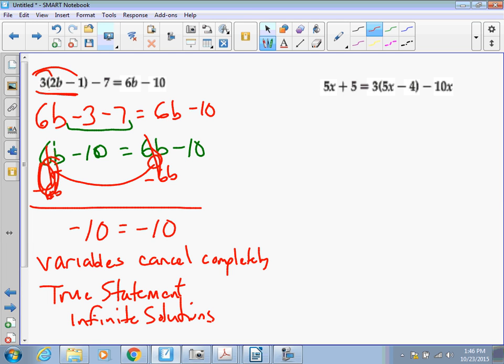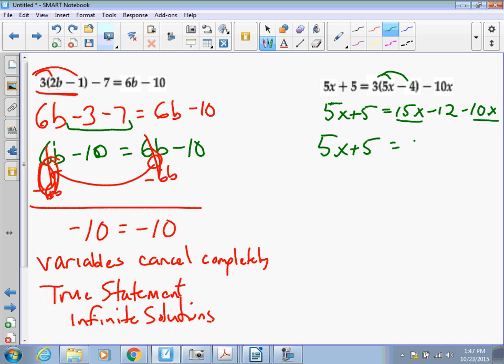Now let's compare that with this problem over here, which is very similar. Again, we have distribution, so we distribute the 3 in. So we have 5x plus 5 will equal 15x minus 12, and then minus 10x. So once again, we need to combine our like terms, and those are 15x and 10x. And we have 5x plus 5 will equal 5x minus 12.